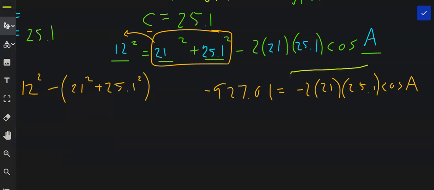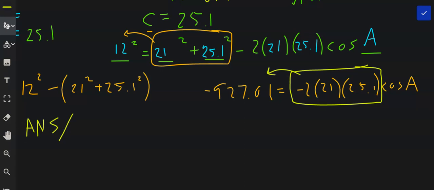What are we doing with this chunk? We are dividing it, you're right. Okay, so I literally will hit the division key on my calculator, which will create answer divided by, and then I do parenthesis, negative 2 times 21 times 25.1. You can use parentheses if you like instead of using the times sign. It doesn't matter, as long as you use parentheses around the whole thing. So my calculator now tells me that cosine A is equal to approximately 0.879.